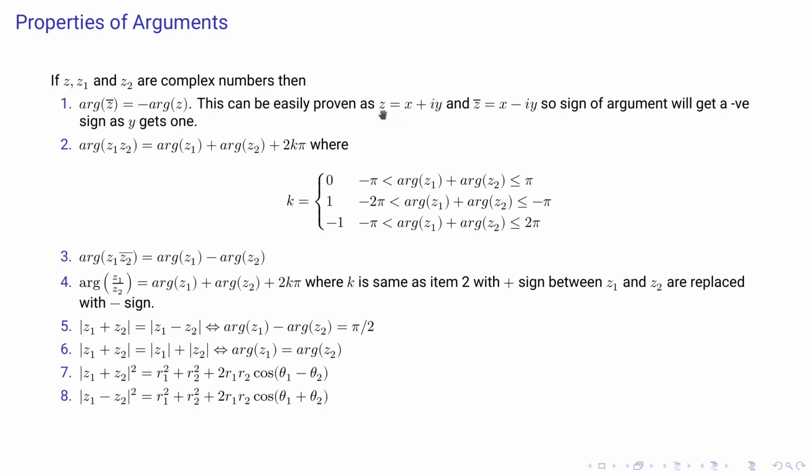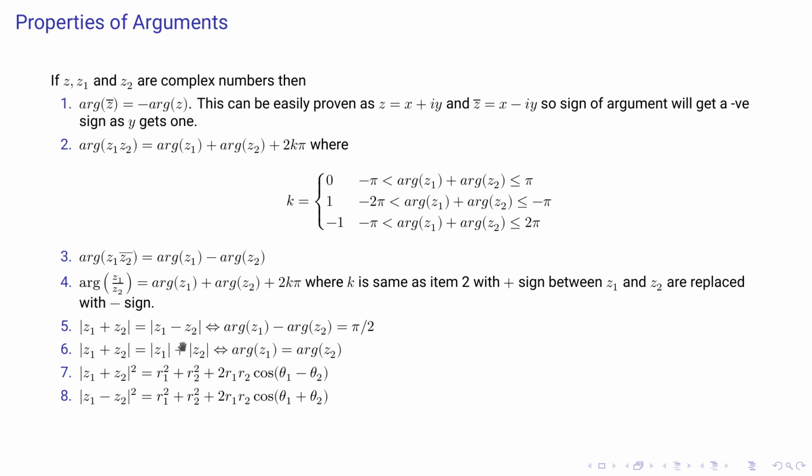You can clearly see that if Z is equal to x plus iy, then Z bar is equal to x minus iy, so this is easily satisfied. Now argument of Z1 Z2 is equal to argument of Z1 plus argument of Z2 plus 2k pi, where k will be 0 if the sum of arguments lies between minus pi and pi. k will be 1 if the sum lies between minus 2 pi and minus pi. And k will be minus 1 if the sum of arguments lies between pi and 2 pi. So this you can easily verify.